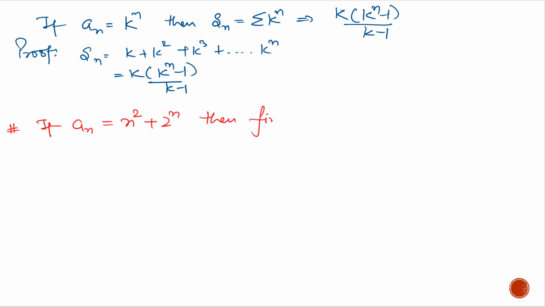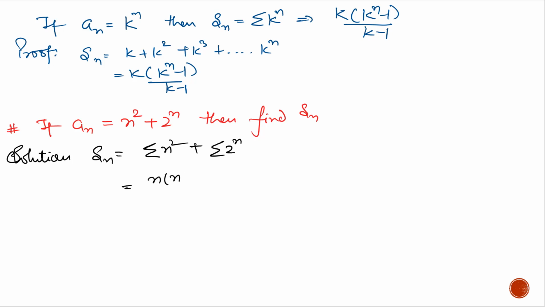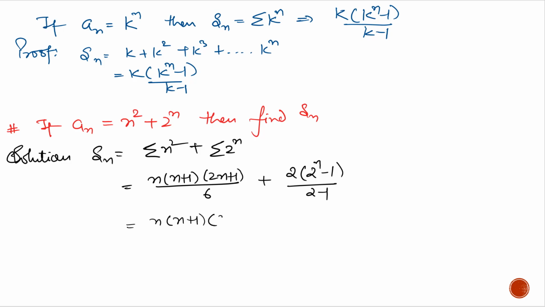If the nth term is n square plus 2 raised to power n, then find the sum of n terms. The sum of n terms is summation of n square plus summation of 2 raised to power n. In the first part, the answer is n into n plus 1 into 2n plus 1 upon 6. In the second part, we can use the formula above, which is 2 multiplied by 2 raised to power n minus 1 upon 2 minus 1. So we can write the answer as n into n plus 1 into 2n plus 1 upon 6 plus 2 multiplied by 2 raised to power n minus 1.